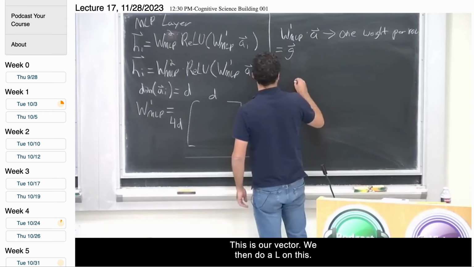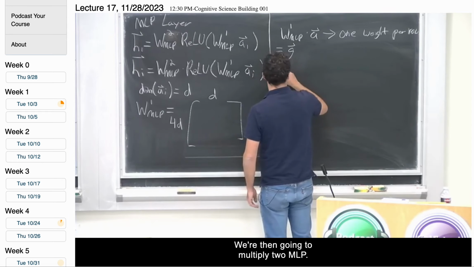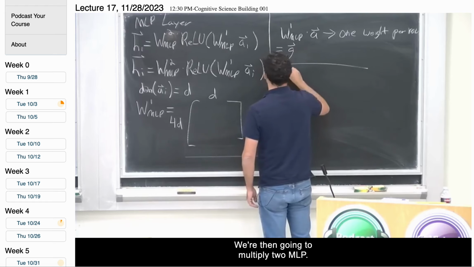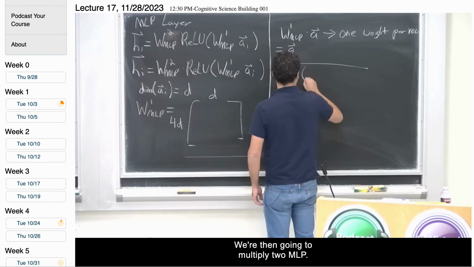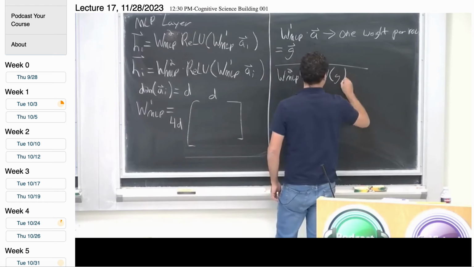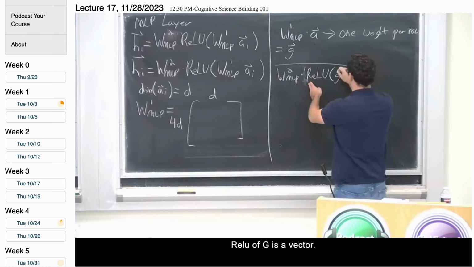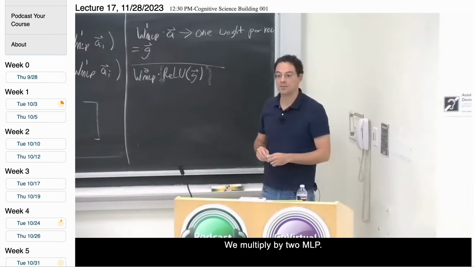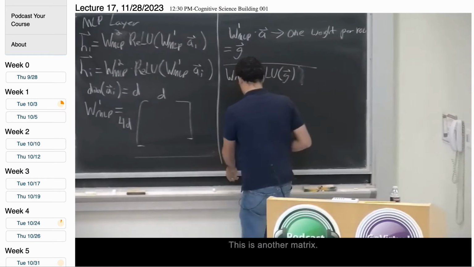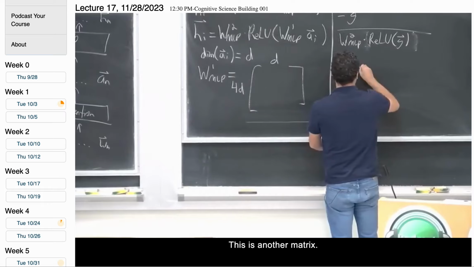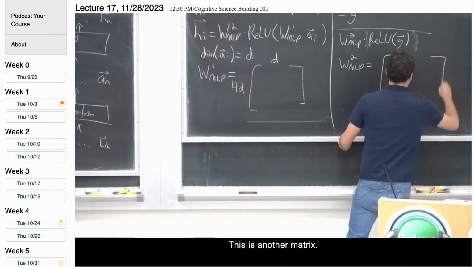We then do a ReLU on this. And we're then going to multiply W2 MLP times ReLU of G. ReLU of G is a vector. We multiply by W2 MLP. So what's W2 MLP? This is another matrix. What are the dimensions of this matrix?